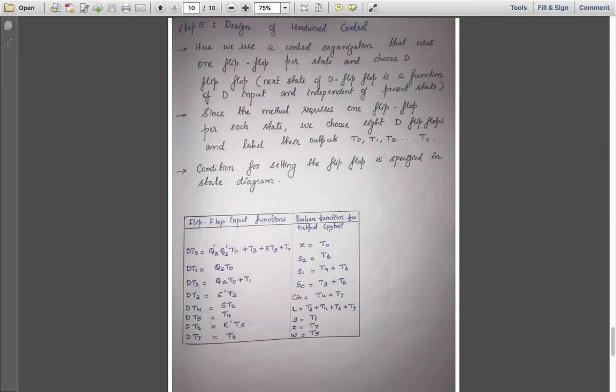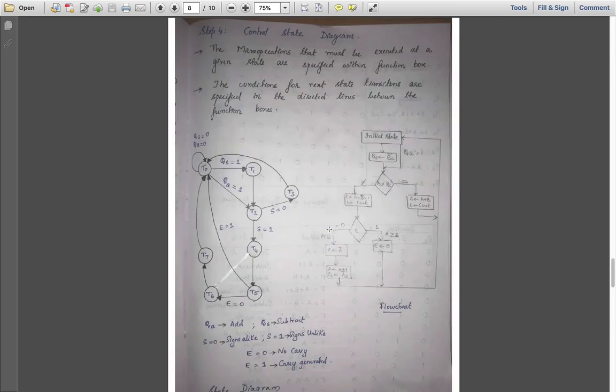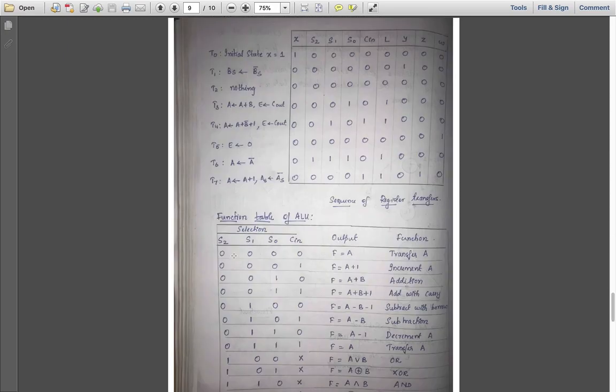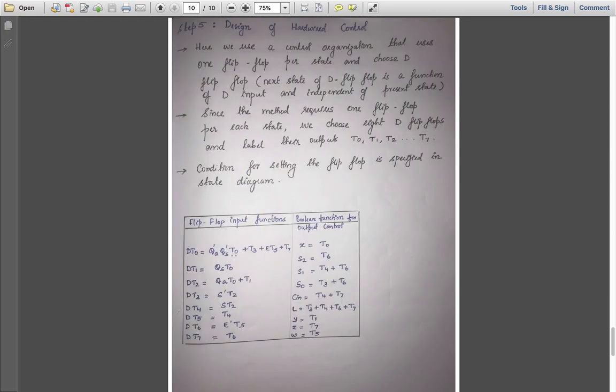So how many states did we have? We had a total of 8 states, right? From the transition diagram or the state diagram, from T0 to T7 you have 8 different states. So for 8 different states, one flip-flop each. So a total of 8 flip-flops you require.